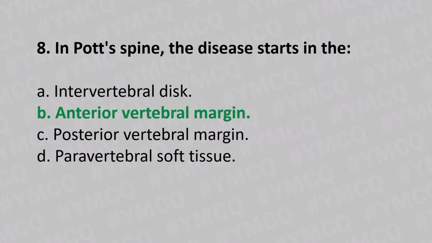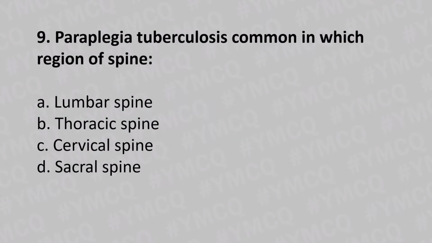Moving to our ninth question, paraplegia in tuberculosis is common in which region of the spine? Option A, lumbar spine, option B, thoracic spine, option C, cervical spine, option D, sacral spine. And the answer is option B, thoracic spine.